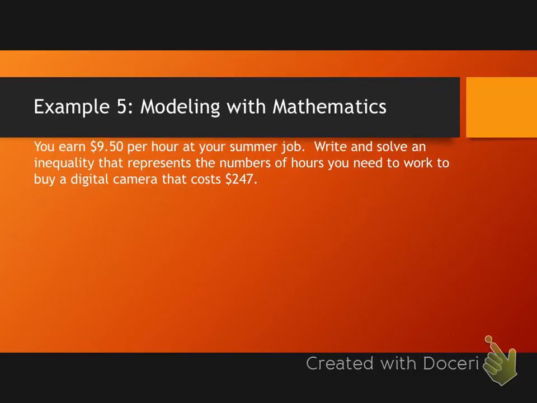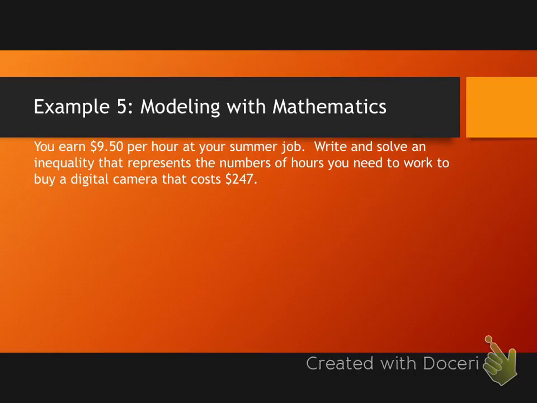So first off, you need to understand the problem. You know your hourly wage and the cost of the digital camera. You are asked to write and solve an inequality that represents the number of hours that you need to work to buy the digital camera. So we're going to make a plan. We're going to use a verbal model here to write an inequality and then solve the inequality. So looking at our words here, what you're saying is if you take your hourly wage and multiply it by how many hours you worked, that has to be greater than or equal to the cost of the camera.